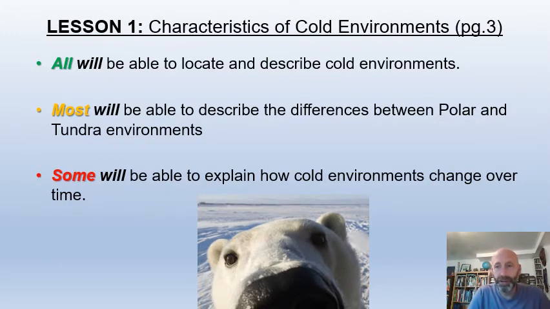The first lesson starts on page 3, and it's looking at the characteristics of cold environments. So what are they like? We're going to be able to locate them, describe them, and start to explain differences between different types of cold environments. The main types are polar, tundra, and alpine.